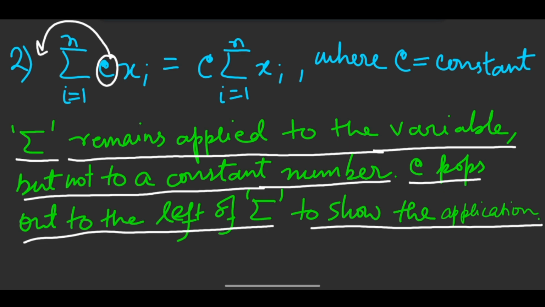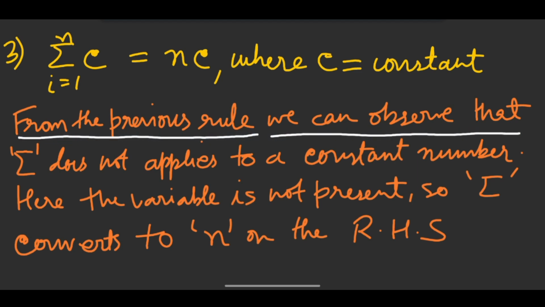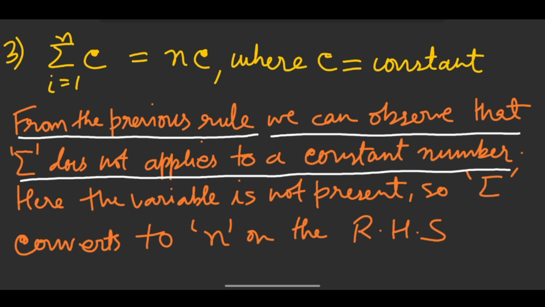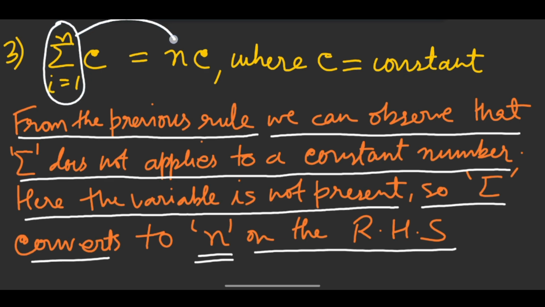Now we will move to rule number 3. From the previous rule, we can observe that summation does not apply to a constant number. Here the variable is not present, so summation converts to n on the RHS. Here we can see that summation converts to n on the right hand side.